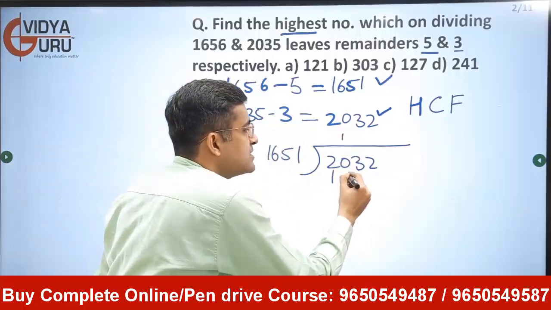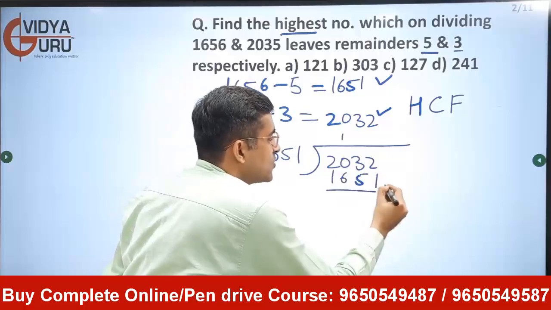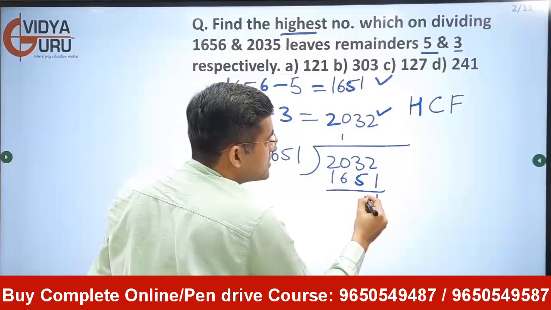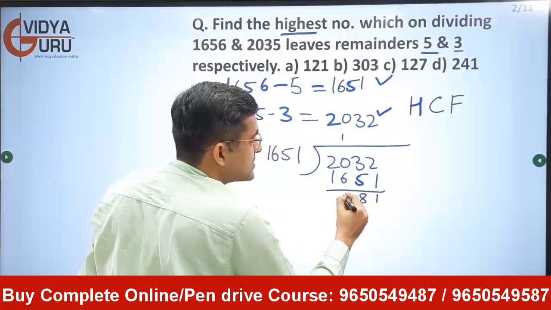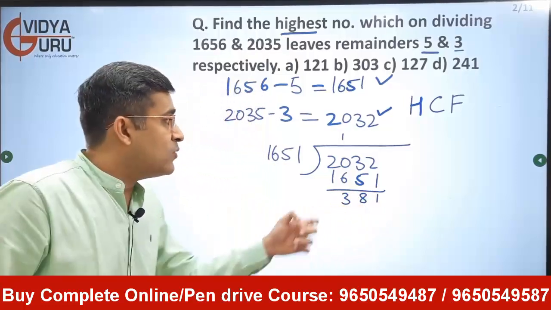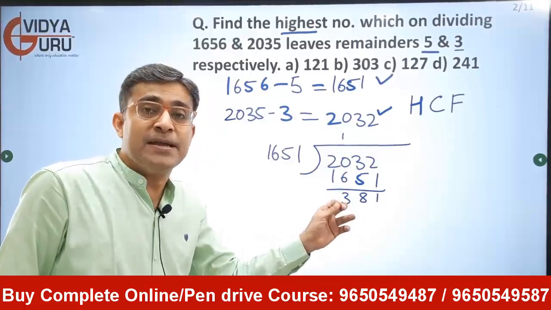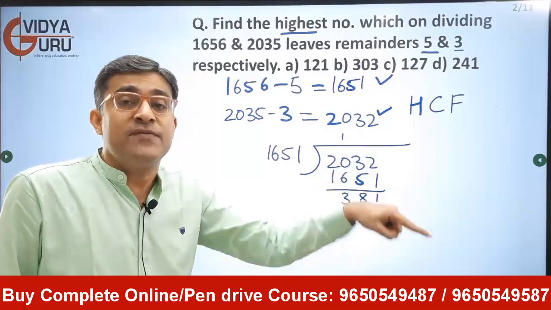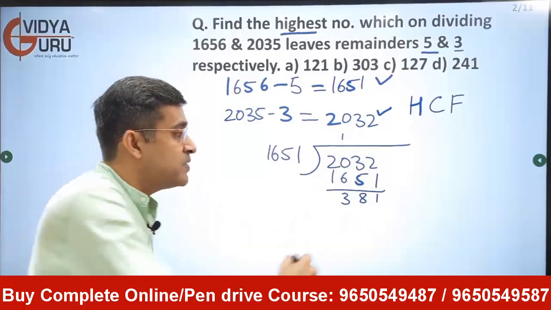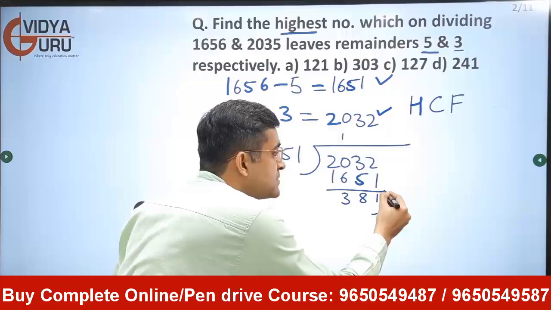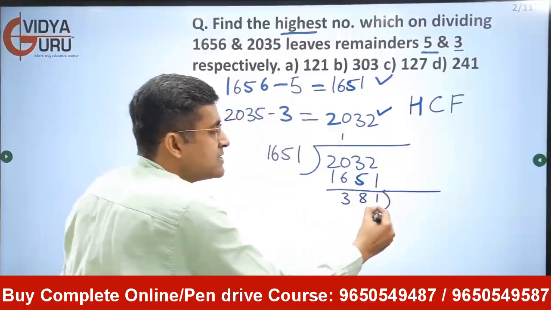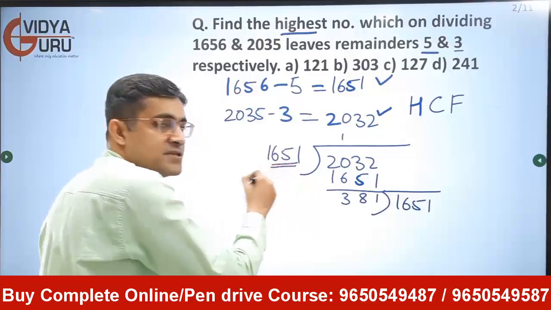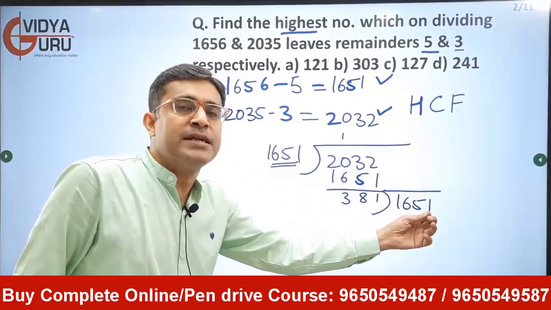1651 ones are 1651. So 2 minus 1, 1. 13 minus 5 is 8. 9 minus 6 is 3. 381. Now this 381 is the remainder. Students, this 381, the remainder, will become the divisor in the next step. So now 381 becomes the divisor and 1651, the previous divisor, becomes the dividend.